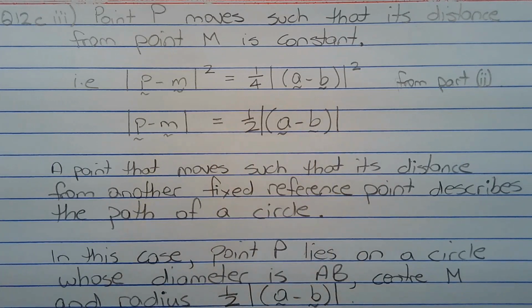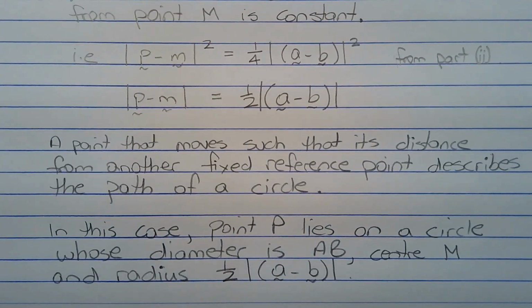Now a point that moves such that its distance from another fixed reference point describes the path of a circle. And in this case, point P lies on a circle whose diameter is AB, centre M, and radius half times the magnitude of vector A minus vector B.